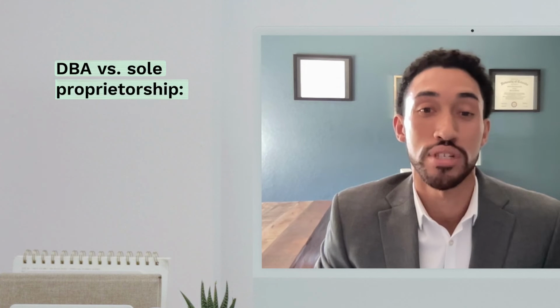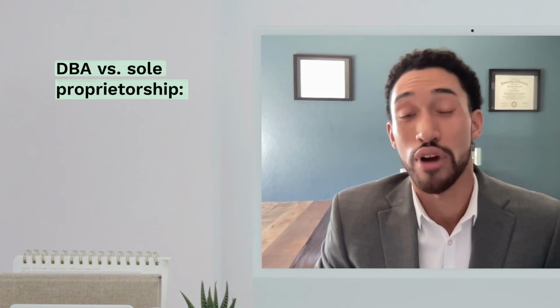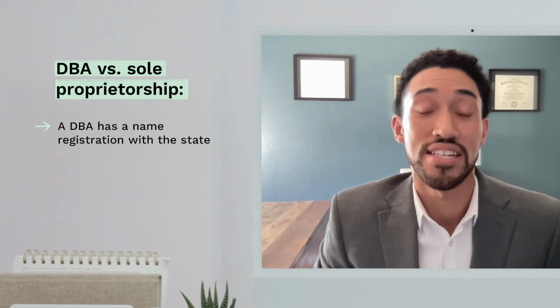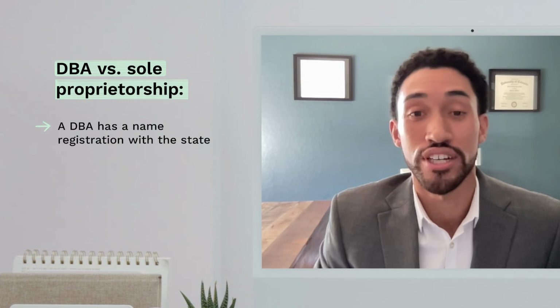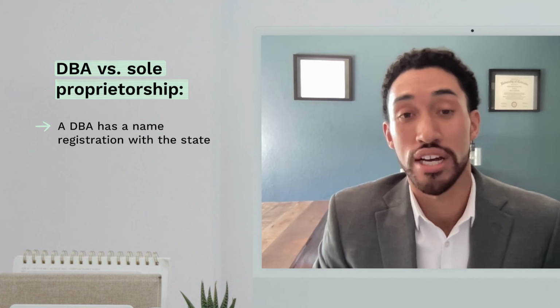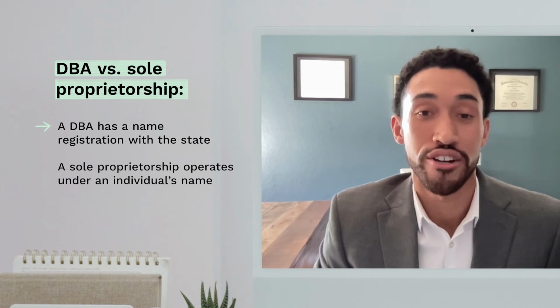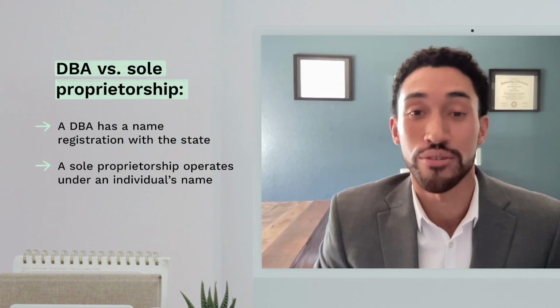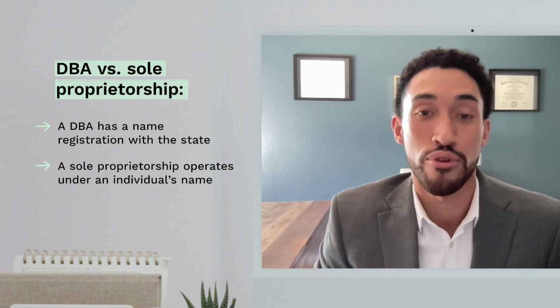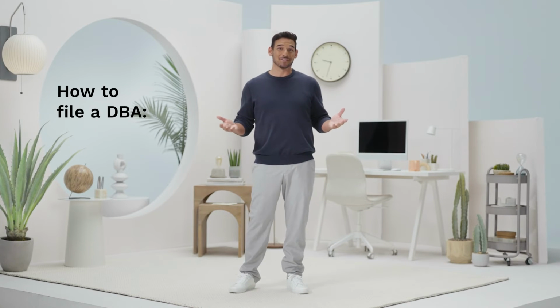The difference between a DBA and a sole proprietorship is that a DBA has a registration with the state as a registered brand name, and a sole proprietorship means you really don't have any registrations and you're just operating under your individual name. If you want to file a DBA online, LegalZoom has your back.